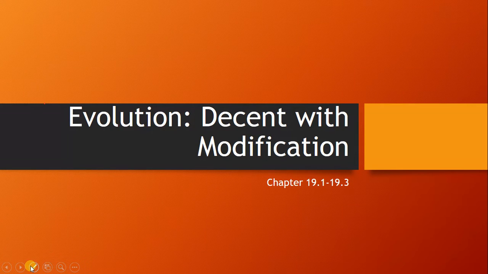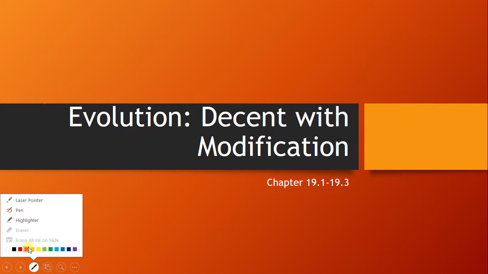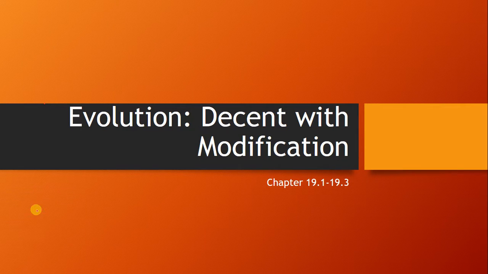All right, so we are going to look at chapter 19, which is section 1 through section 3, and it is on the Darwinian basis of evolution, so descent with modification. So really this chapter is just an introduction to evolution.